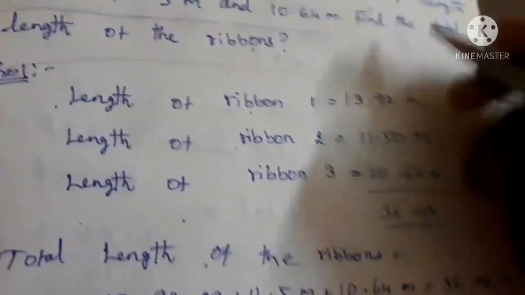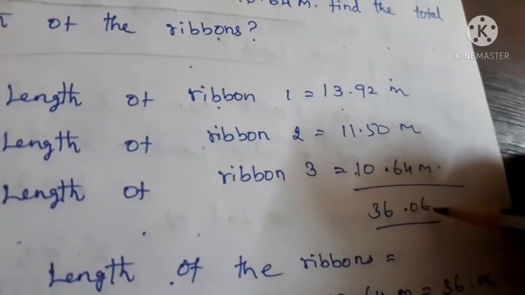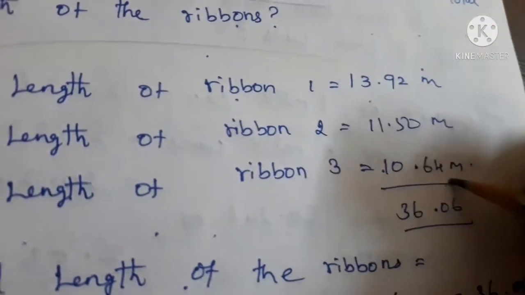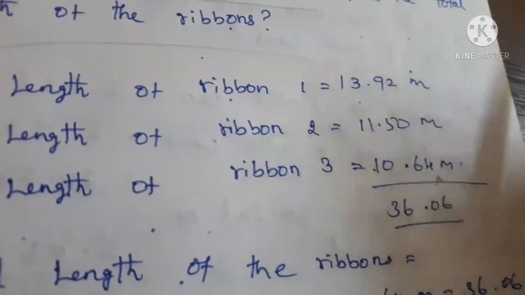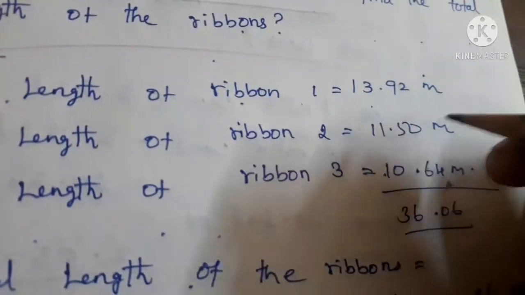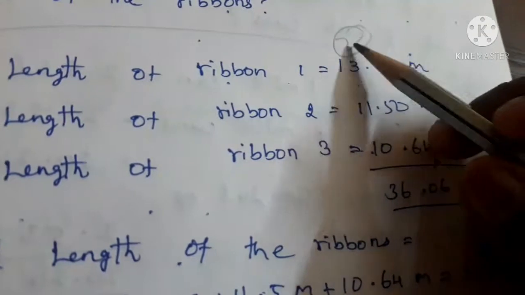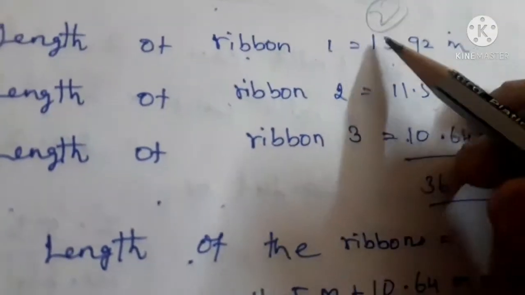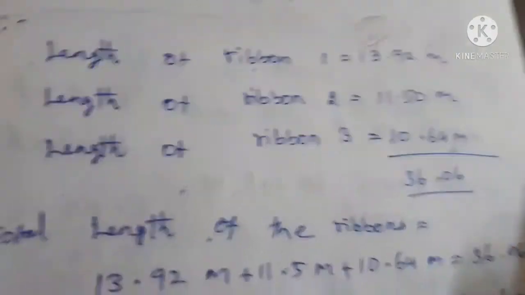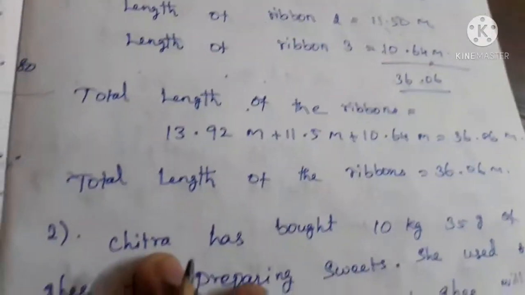So when you add it in the normal method, it will be very easy, I think. 2 plus 4 is 6, and 9 plus 5 is 14. 14 plus 6 is 20. So we'll put 0 and carry 2 here. Then put a point. Wherever the point comes, you should just keep it there. 3 plus 2 is 5, 5 plus 1 is 6, 6 plus 0 is 6 only. Okay, so 1 plus 1 plus 1 is 3, so 36.06. Therefore, the total length is nothing but 36.06 meter.